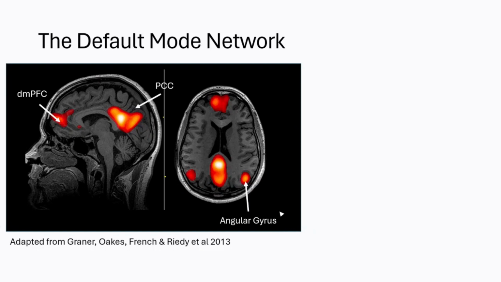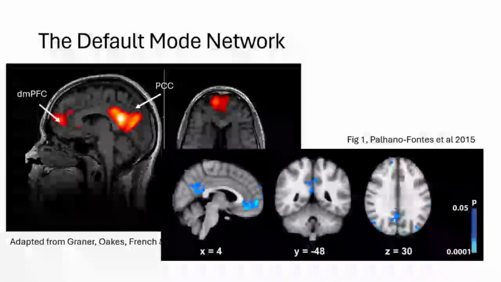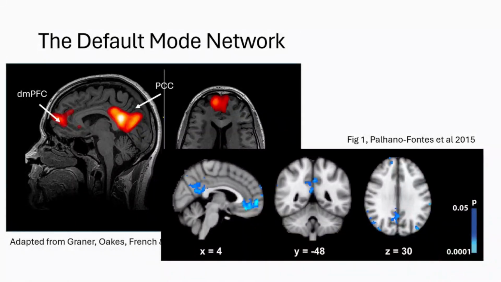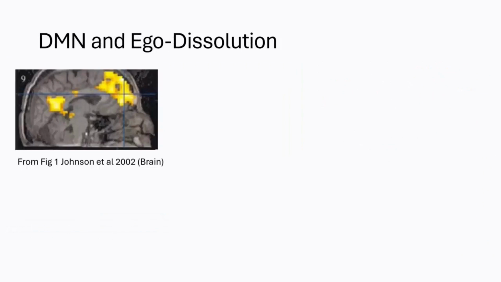And there are a couple important regions of this: the dorsomedial prefrontal cortex up here, the posterior cingulate cortex we've seen again, and the angular gyrus over here. Now, what is really cool is ayahuasca causes decreases specifically in these areas. So you can see over here, this is your dorsomedial prefrontal cortex, and this is your posterior cingulate cortex. So, psychedelics are decreasing the activity within this default mode network region. So let's have a think. Let's have a look at what this default mode network is involved in. So, first things first, the DMN and ego dissolution.